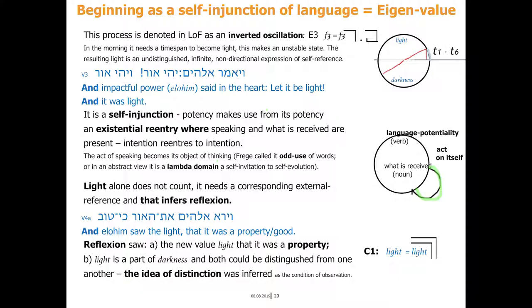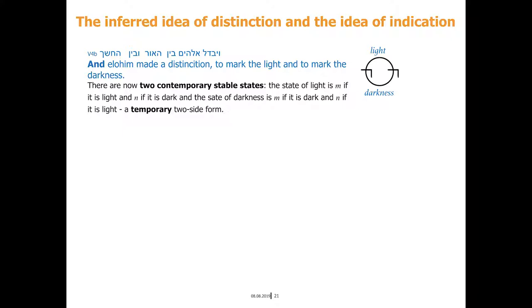And Elohim made a distinction to mark the light and to mark the darkness. There are now two contemporary stable states. The state of light is marked if it is light, and it is non-marked if it is dark. And the state of darkness is marked if it is dark, and it is non-marked if it is light. A temporary two-sided form.